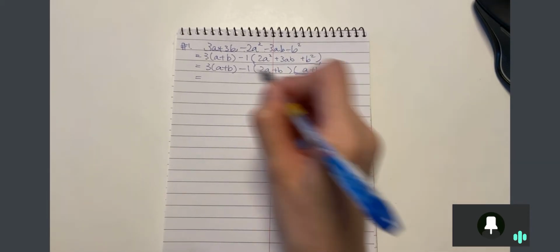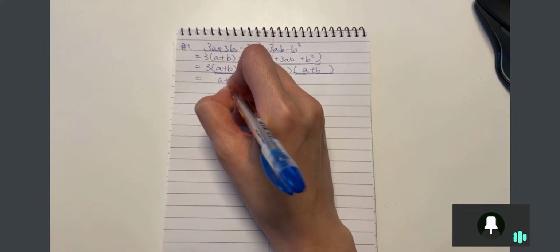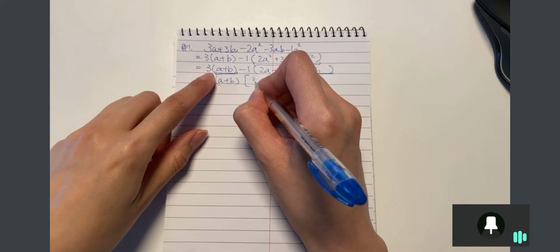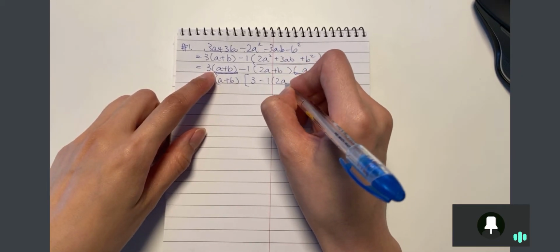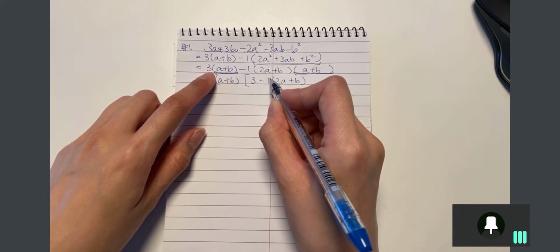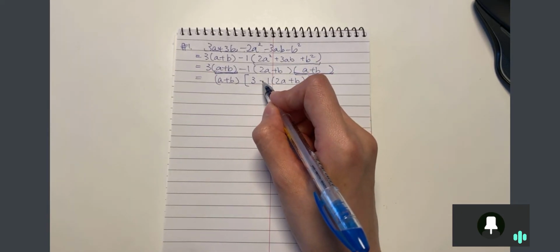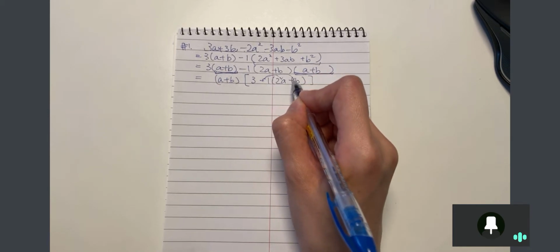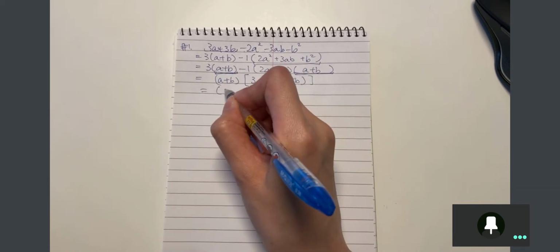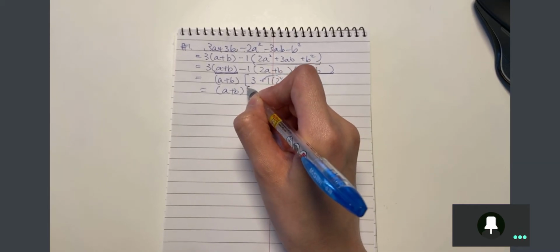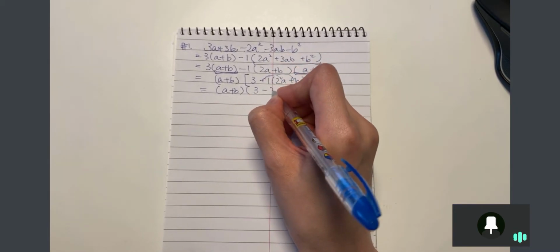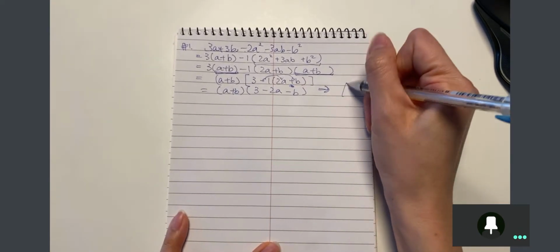And then you can easily see the a plus b. Okay, so take out the a plus b, and then remaining the 3 and minus 1 times 2a plus b. Of course, you can just omit the 1 here, right? And then removing the brackets here, you need to change the sign at the back. So a plus b, 3 minus 2a minus b, which is the answer A.